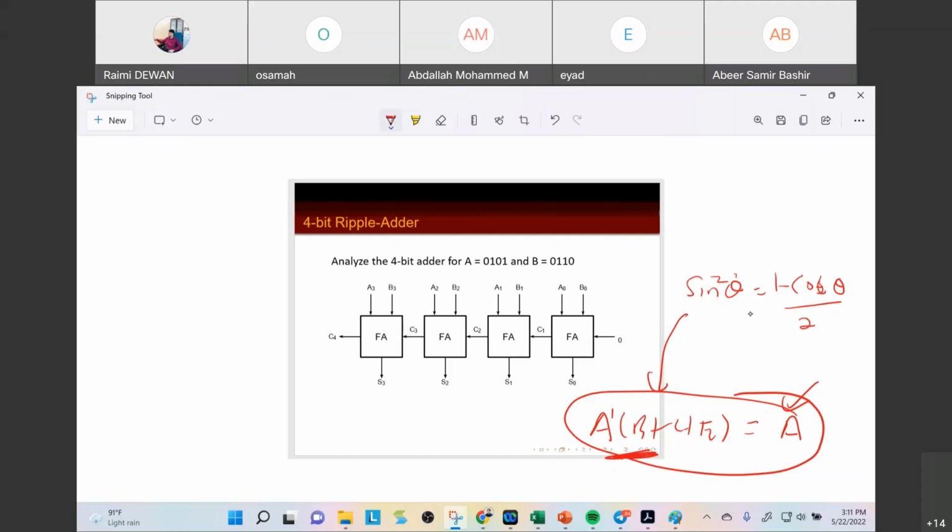Try to search for more online exercises. For example, A bar plus AB. So what is the answer? Can you guess for me? What is the answer? A bar plus AB. A plus B. Nur Akilah, apa jawapannya?